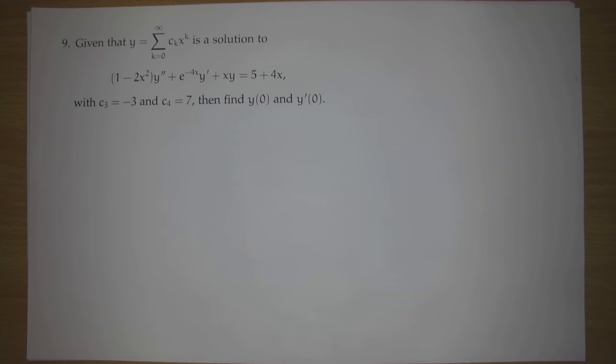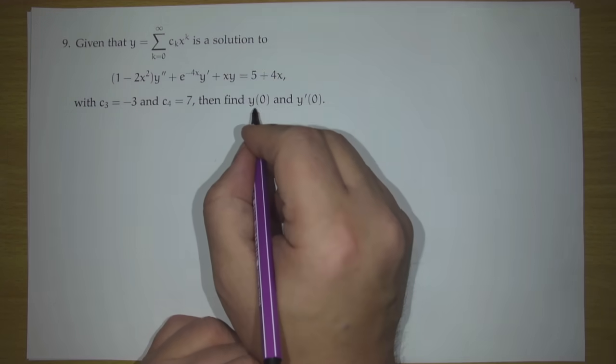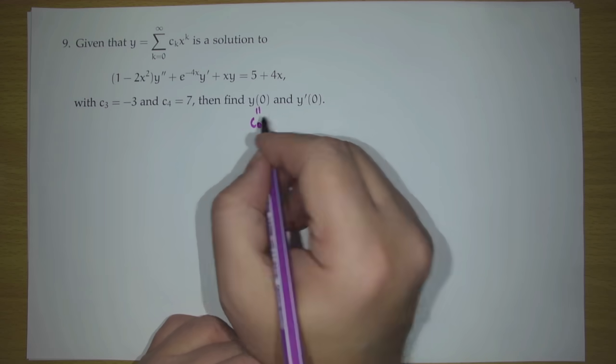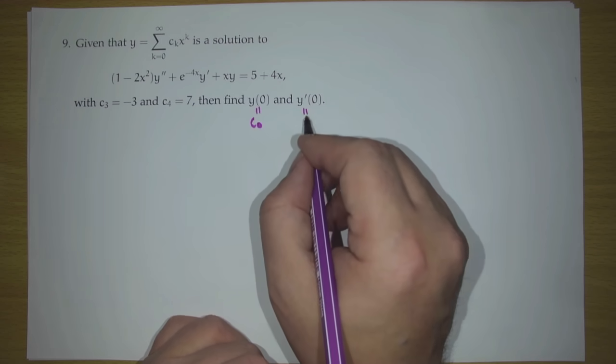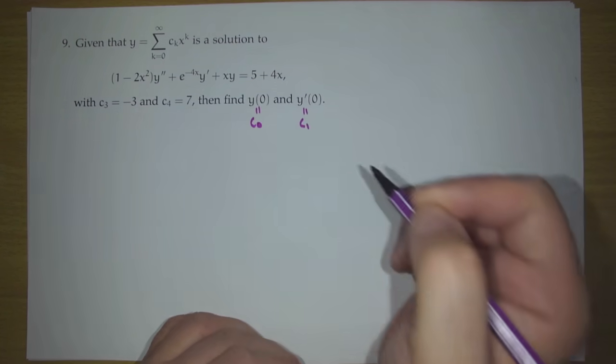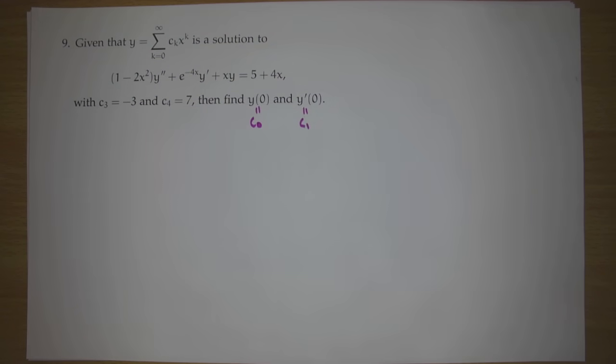Can we do this? What's another name for y of 0? C0. And y prime of 0? C1. So what's happened is we are telling you the coefficients a little bit down the road. And you have to work backwards and say, what are the coefficients for the start? Okay, so how do we go about this? Well, the answer is we're going to do the exact same process that we just did.